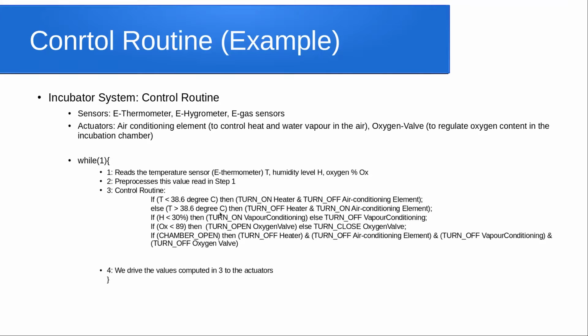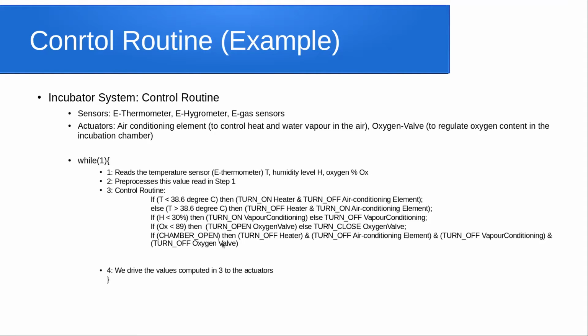Else, if the temperature is greater than the threshold, and the heater is on, you need to turn off the heater, then you turn on the air conditioning element. If the humidity is less than 30, then you need to turn on the vapor conditioner. Vapor conditioner is nothing but a kind of water along with a heating element. If the humidity goes down, the heater is turned on, and when the water reaches boiling point, the air gets diffused with humidified air. If the oxygen level is below 89, then we'll turn on the oxygen valve inside the incubator. If the chamber is open, then we need to have a constant input of heat.